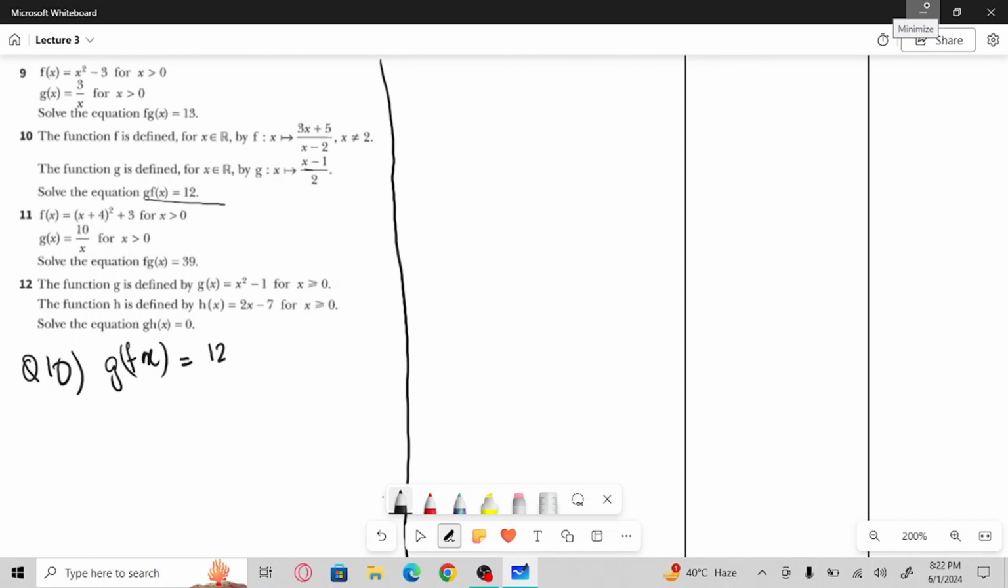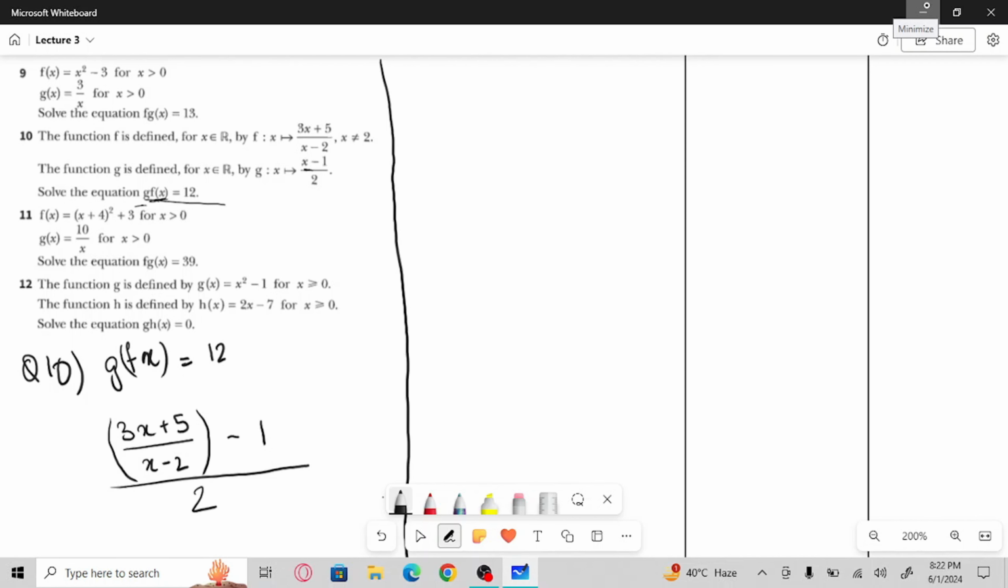We'll notice that we have to input the value of f(x) into the function g. So again, what's the value of f(x)? It's given in the question. Now instead of just x in the function g, we are going to input the whole value of f(x). That will be (3x plus 5) divided by (x minus 2), and that will be in brackets for clarification, minus 1, divided by 2.